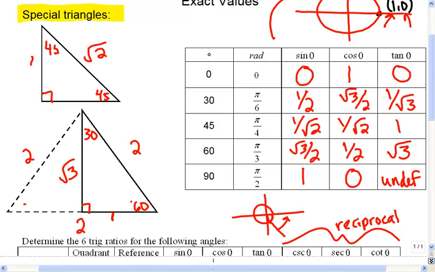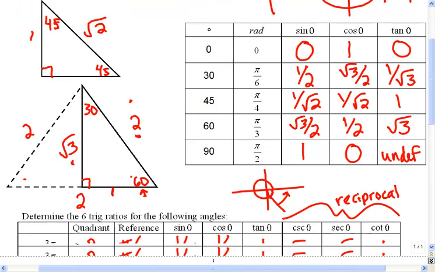So for root 3 over 2, root 3 over 2 happens down here. I can see root 3 and I can see 2. So I know it must be in this triangle that I'll find my answer. So root 3 and 2. And it's the sine ratio. So the sine of 60 would be root 3 over 2.